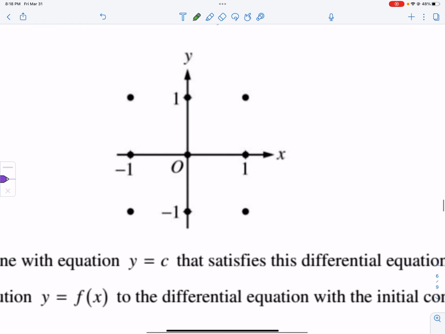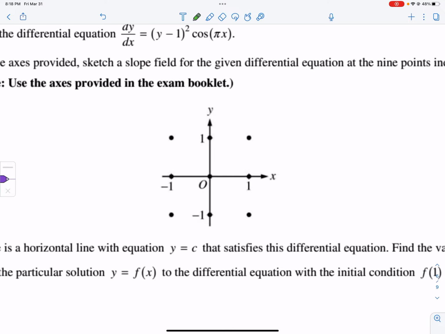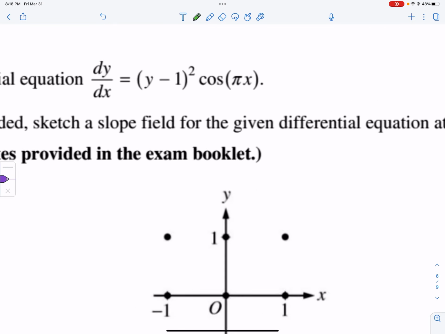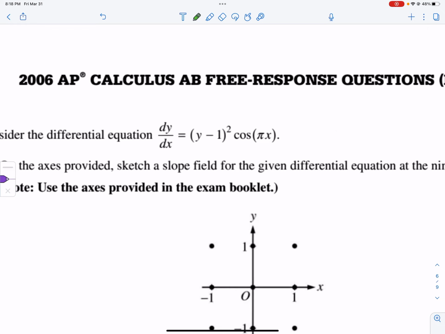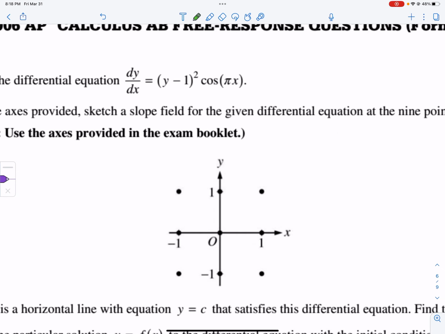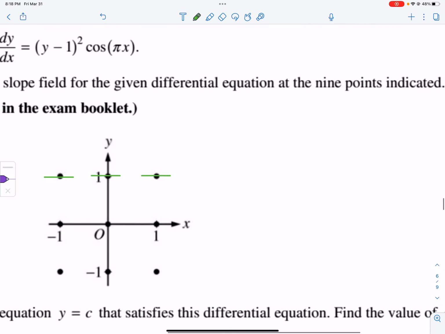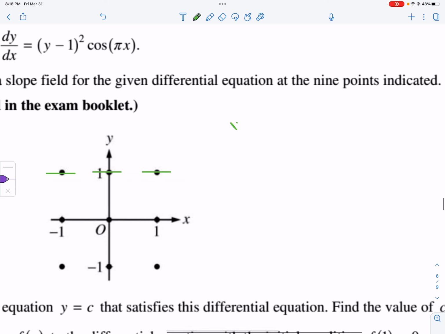Okay, I'm going to quickly sketch this. Now, I will point out that looking at this equation, if we were to set dy over dx equal to 0, we could easily identify that y equals 1 would make dy over dx equal to 0. So that means along the line y equals 1, there are horizontal tangent lines. Okay, and then you could make a table of values for the other points.